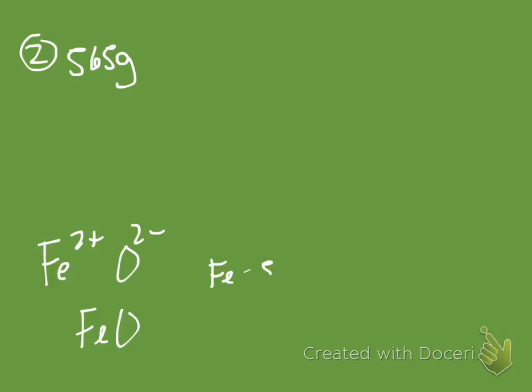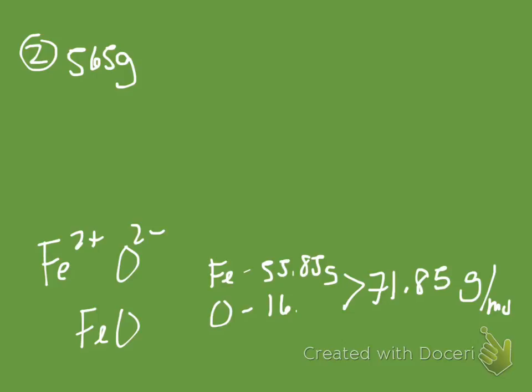Actually, I should have done that first. So, Fe2+, O2-, FeO. Okay. Iron is 55.85 grams per mole, oxygen 16 grams per mole. We get a molar mass of 71.85 grams per mole. And we're told that we have 565 grams of iron oxide.